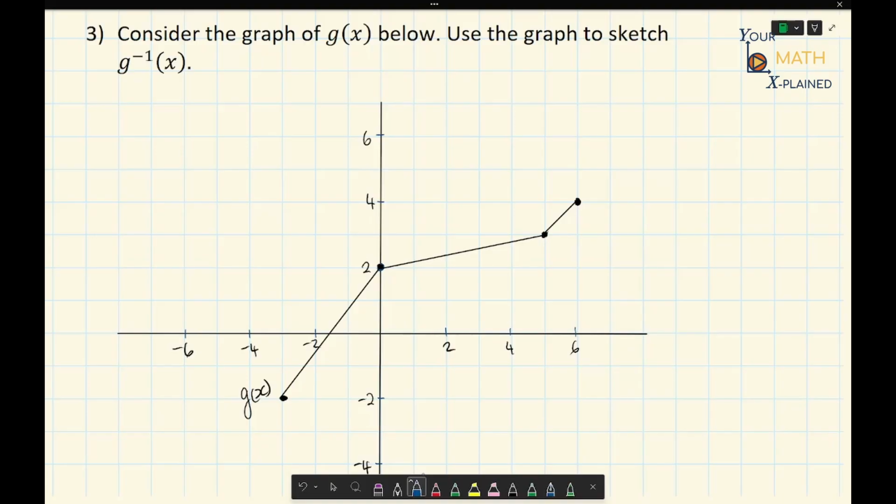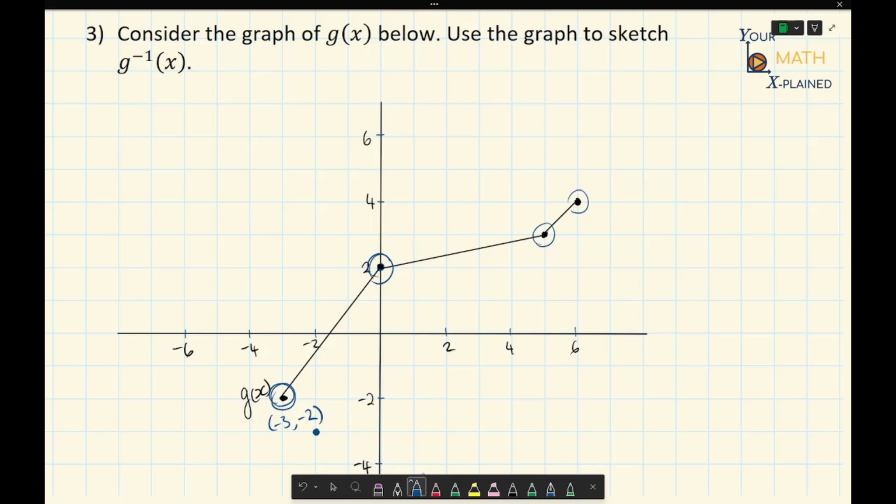So notice how here we have particular points on the graph. What we're going to do is take each of those points and swap the x and y value. Okay, so let's start with the first one. So this point here is -3, -2, meaning we have our x value as -3 and our y value as -2. So to swap it, it's going to have an x value of -2 and a y value of -3, which means the point is going to be right over here.